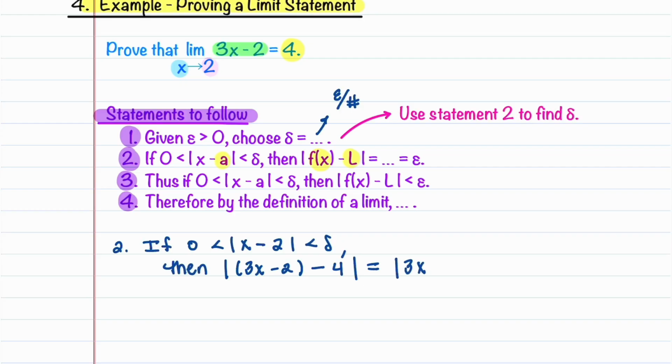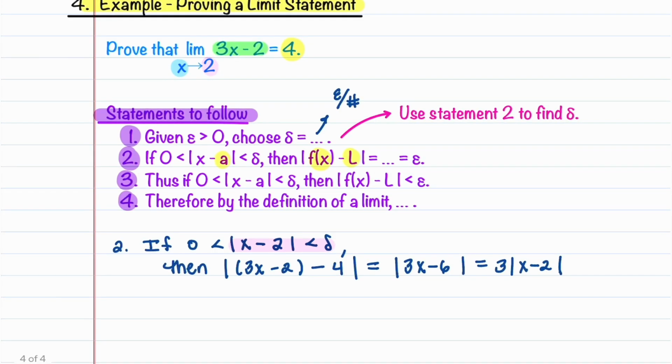This is 3x minus 6. We can pull the 3 out, and we get x minus 2. Now we're going to substitute that the absolute value of x minus 2 is less than delta. So this part is going to be less than delta. So we can say that this is less than 3 delta, and we're going to set that equal to epsilon. So we have epsilon is 3 delta. So we can infer that delta is epsilon divided by 3, which is exactly what we needed.